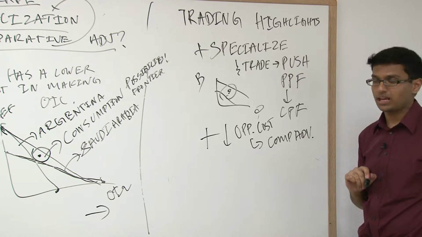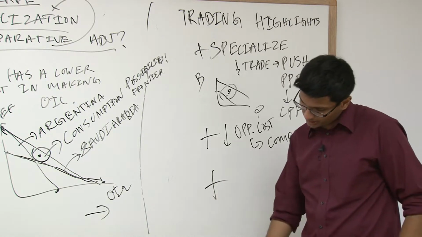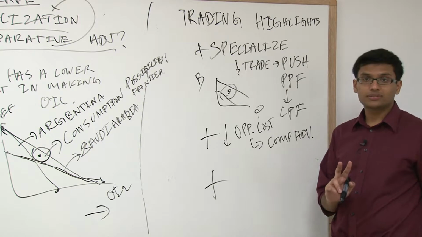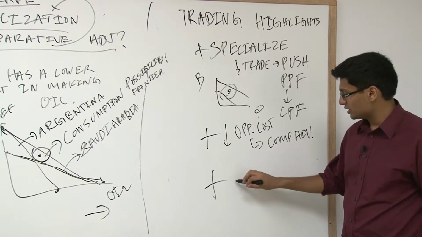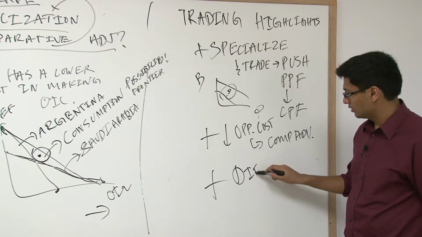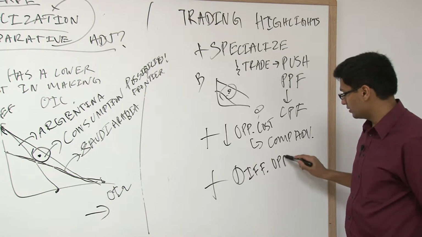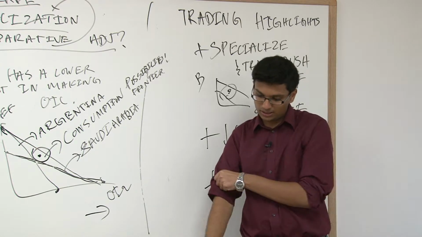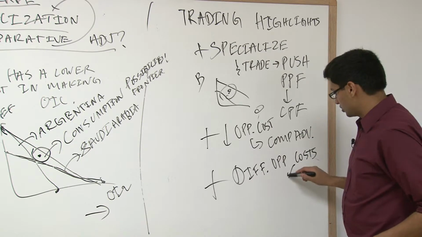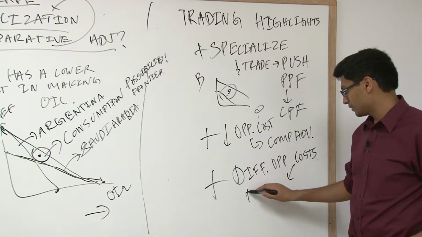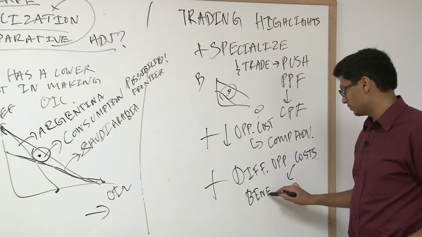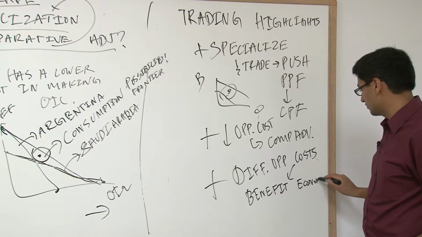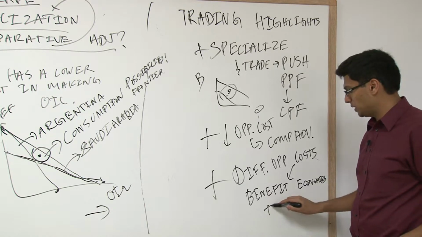Something we talked about, but I still want to have it on paper. Okay. Then we talk about the fact that if two countries have different opportunity costs, that is going to lead to a beneficial economy. They're going to benefit their economies if they trade. It's pretty powerful, okay?